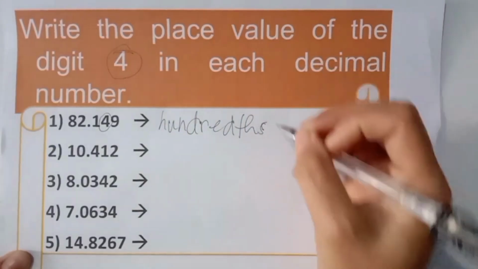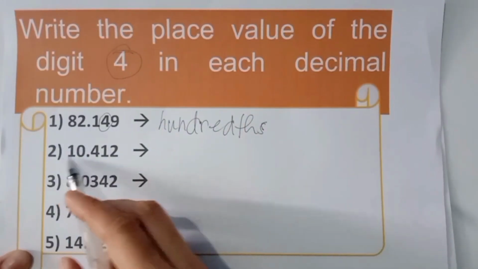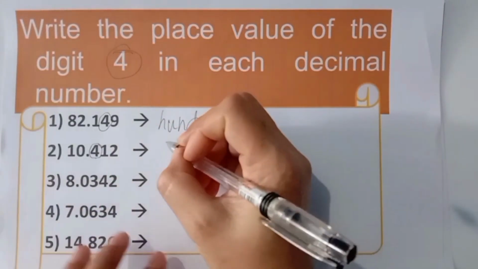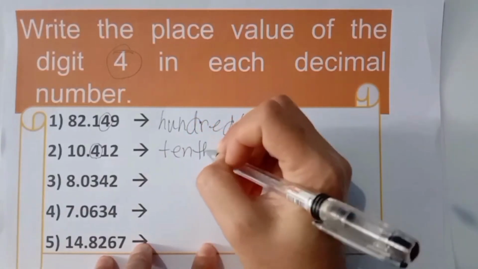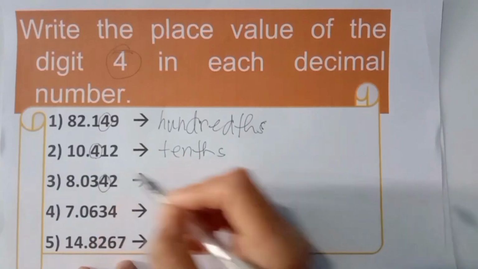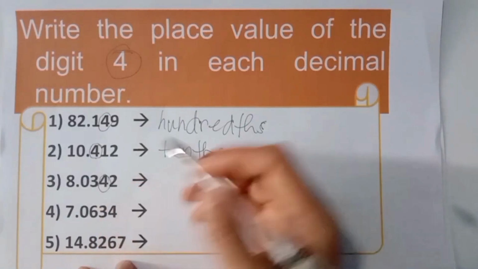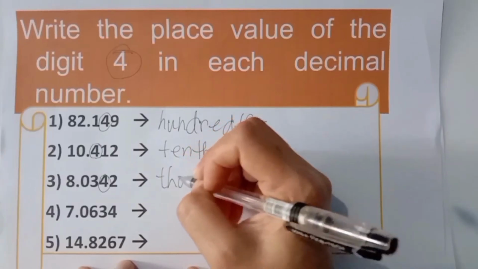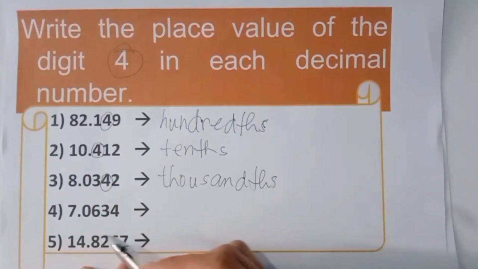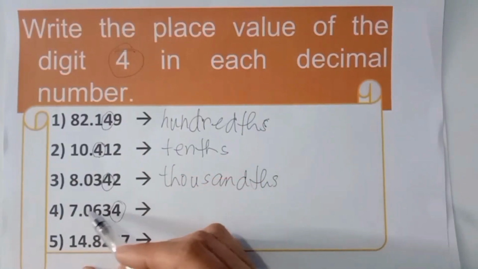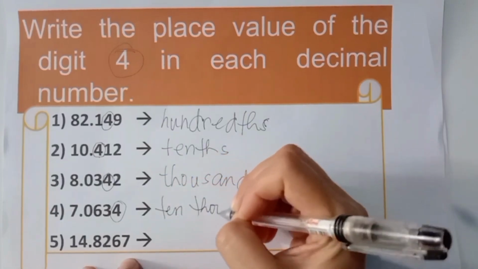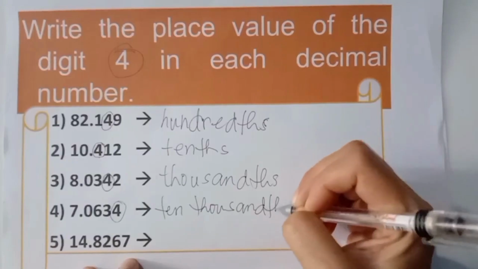Okay, next is number 2. Nandito po yung 4. So, ibig sabihin, siya po ay nasa tenths place. Next, number 3. Ito po yung 4. Ibig sabihin, tenths, hundredths, thousandths. Nasa thousandths place po ang 4. Next, number 4. Ang kanya pong 4 ay nandito. So, tenths, hundredths, thousandths, 10,000ths po. Nasa 10,000ths ang 4 na digit.